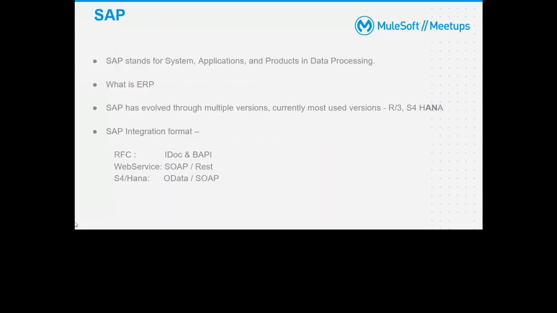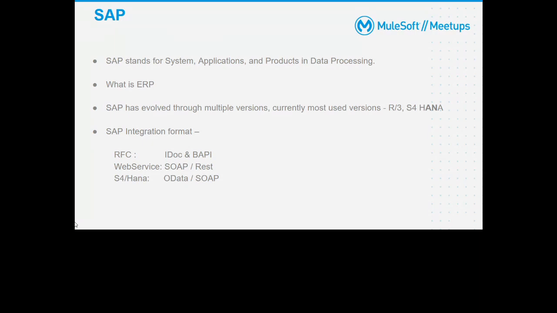So what is SAP? Quickly to touch base on the SAP product. As many of you might already know, it's the world's top ERP solution company, having over 4 million customers. SAP mainly stands for System Applications and Products in Data Processing. It's a German-based company that was founded in the year 1972.